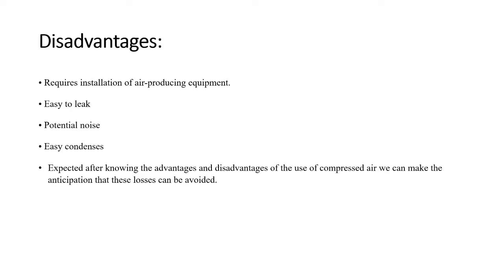Next we have the disadvantages of pneumatic system. First, it requires installation of air producing equipment, and it is easy to leak, because we use air as a source. The second one is potential noise and easy condensation. After knowing the advantages and disadvantages of the use of compressed air, we can anticipate that these losses can be avoided. Now Rishi Tomer will continue from here.